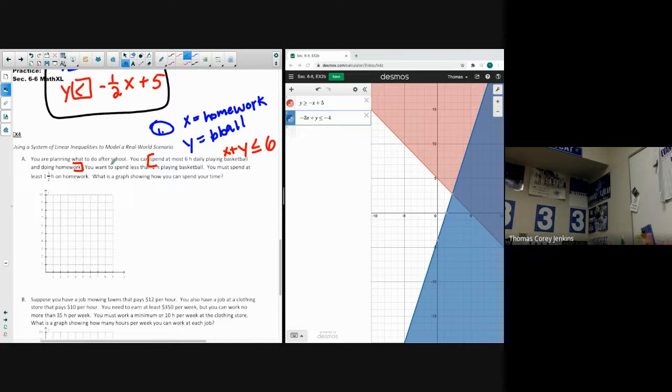The next one says you want to spend less than 2 hours playing basketball. So y is basketball, and we'll say y is less than 2. That one was pretty easy because it said it directly. And then lastly, you must spend at least, so that'd be greater than or equal to 1.5 hours on homework. So we'll say x is greater than or equal to 1.5.